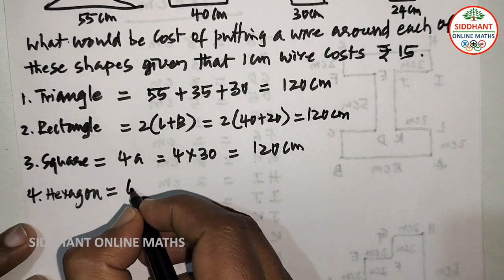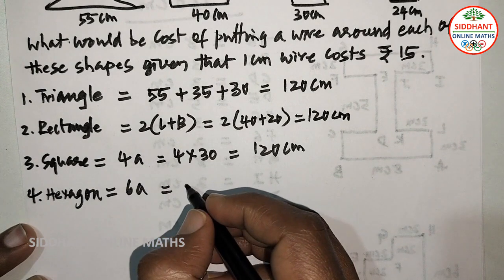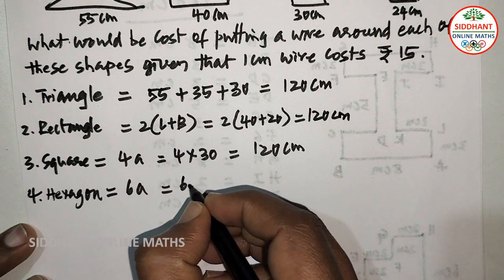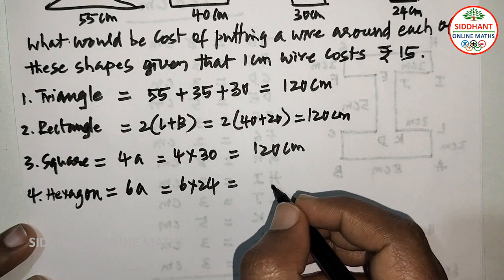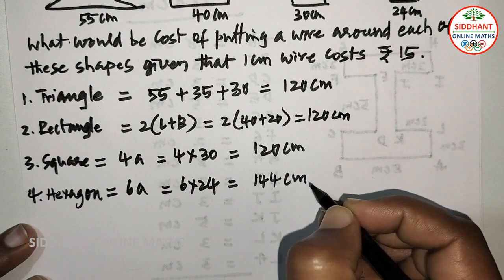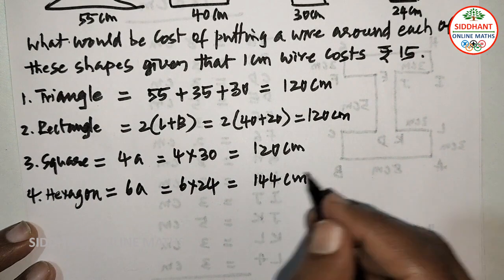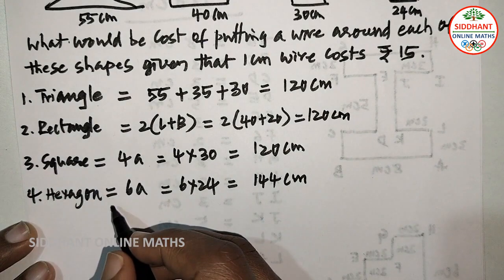The perimeter will be 6a, 6 into side. So side is equal to 24 centimeters, that is 6 into 24. Then we get here 144 centimeters. So these are the perimeters of different shapes.